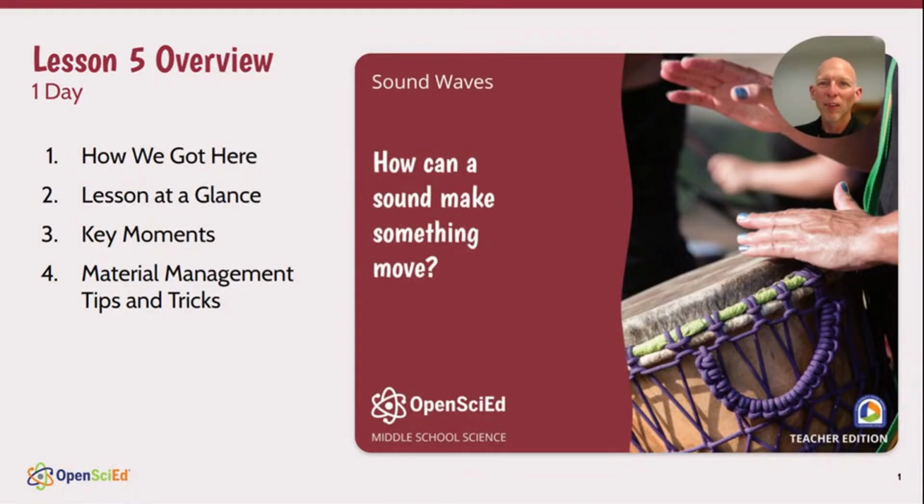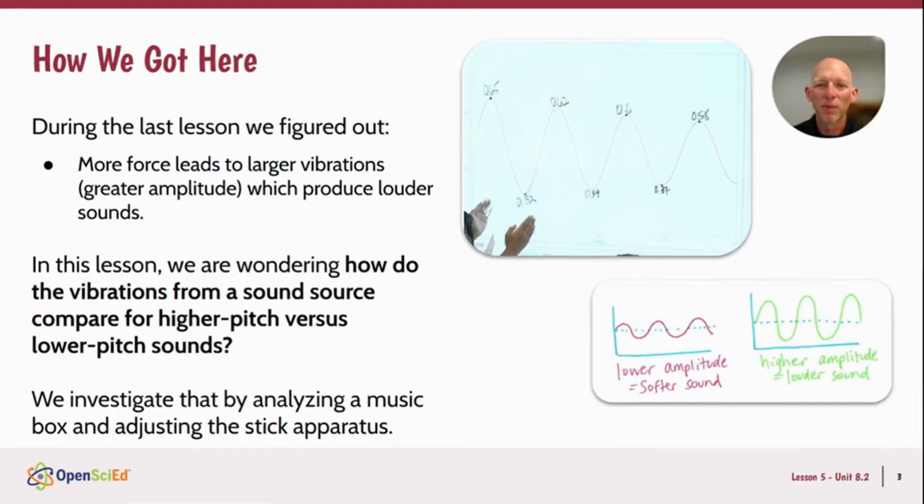So we left the last lesson with kind of a cliffhanger. We're going to solve that in this lesson. In the last lesson, students figured out that larger vibrations with greater amplitude are producing louder sounds. But what about sounds of different pitch? How do the vibrations from a sound source compare for higher versus lower pitch sounds? And we're going to figure that out in this lesson by using the same tools that we used in our last lesson, the meter stick motion detector apparatus and the computer simulation.